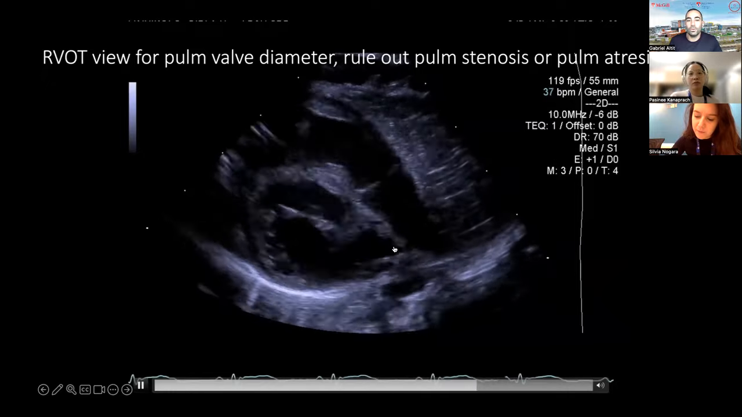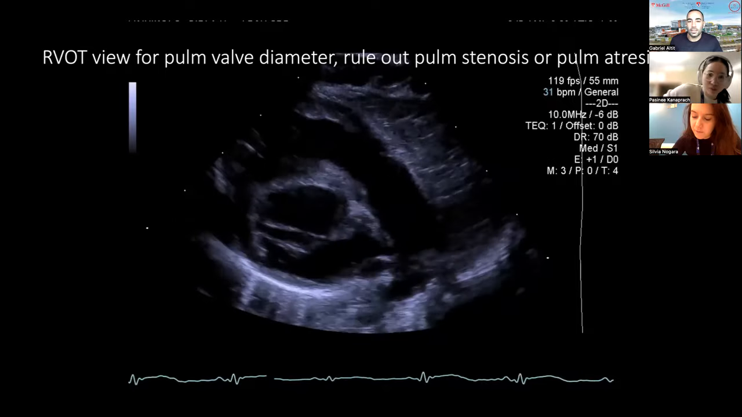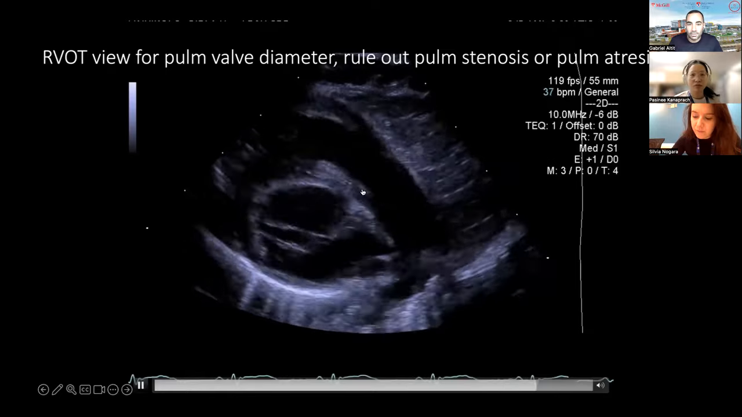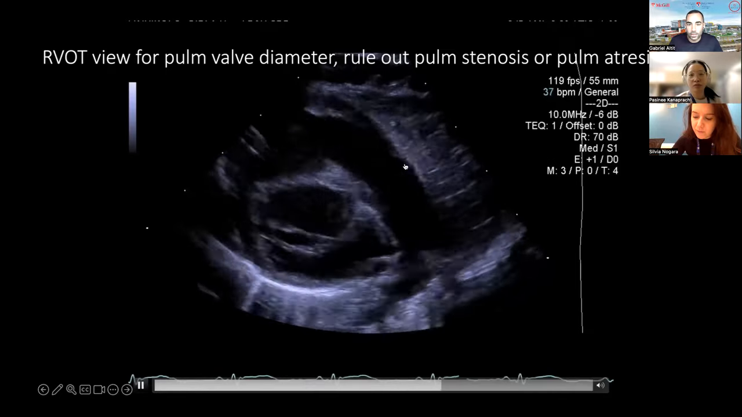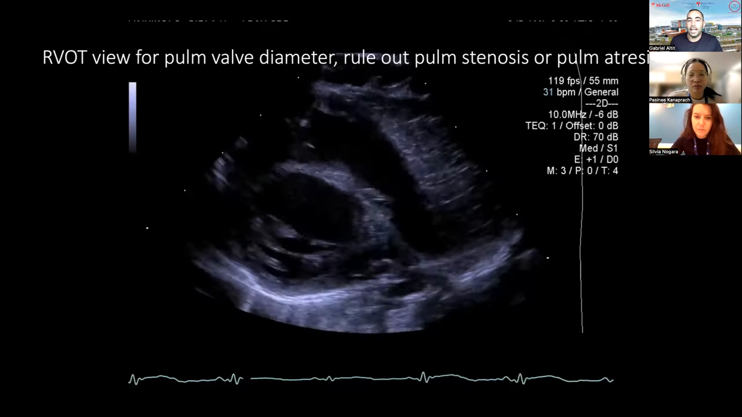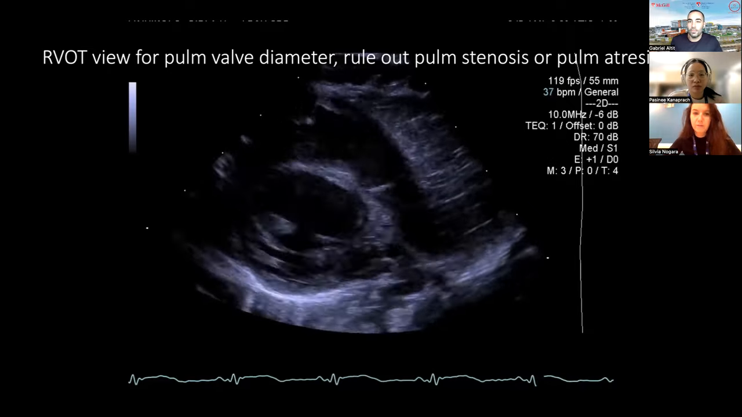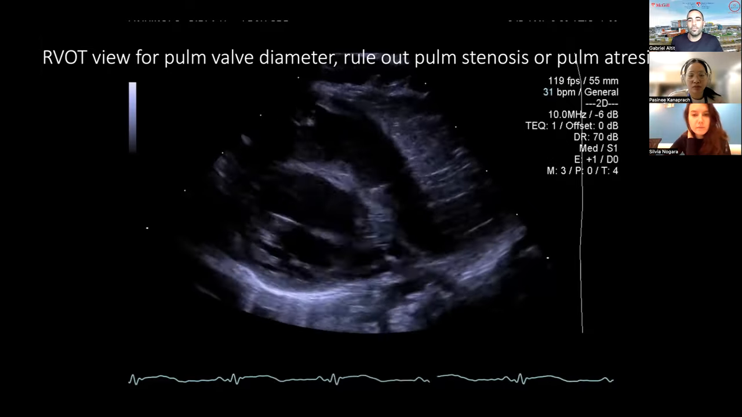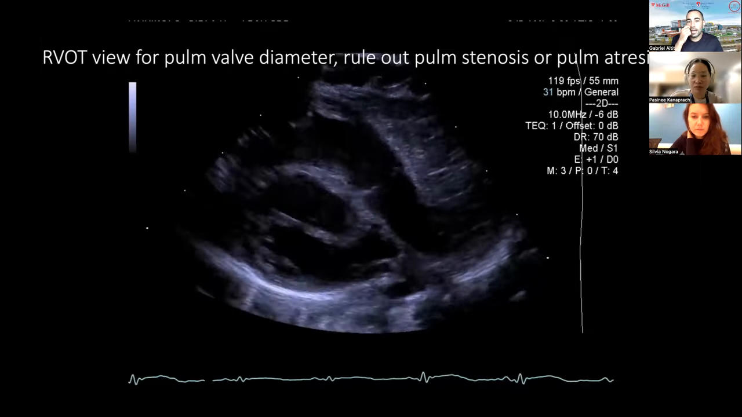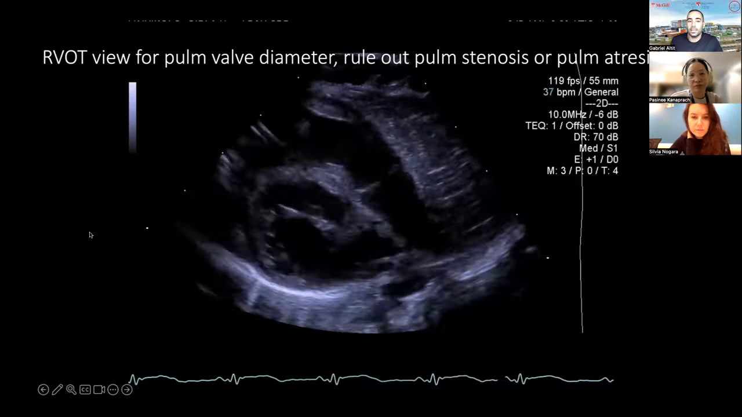It's a great view to do a few things. Get color over the valve. Make sure your valve is opening and closing. Measure your RV outflow tract at the hinge point of the valve. Again, it's the hinge point that you want to measure. You can see if there's pulmonary insufficiency here. You can get a gradient through the RVOT, so you're able to see if there are signs of pulmonary valvular stenosis. You're well aligned, and in pulmonary insufficiency you're also very typically well aligned in this view.